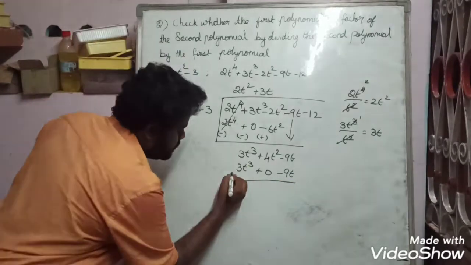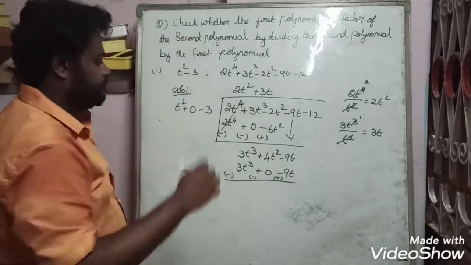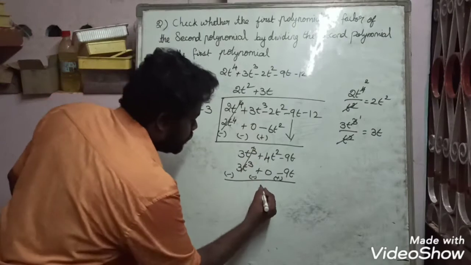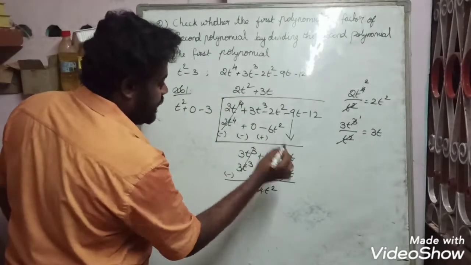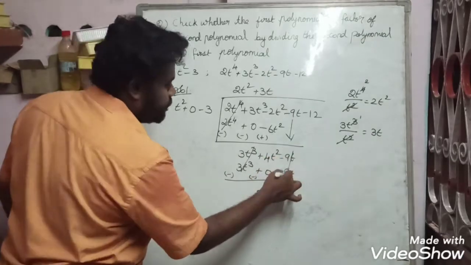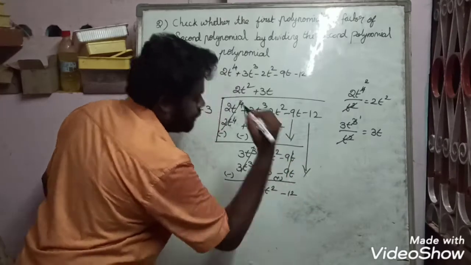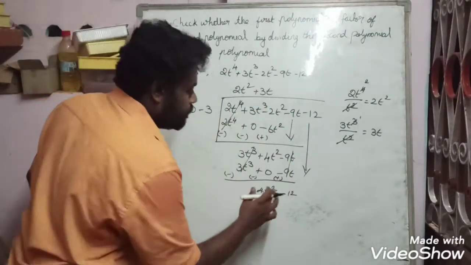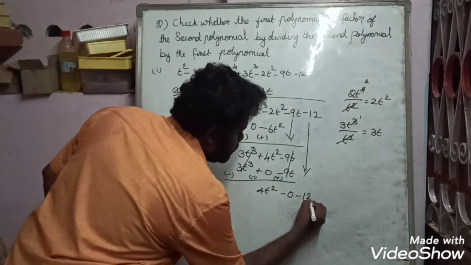Now we change the symbol. Minus, minus, plus. So here we get this one become cancel. Here 4t square and then plus 90 and then minus 90. This one becomes 0. We take the third one, minus 12. So 0 minus 12.